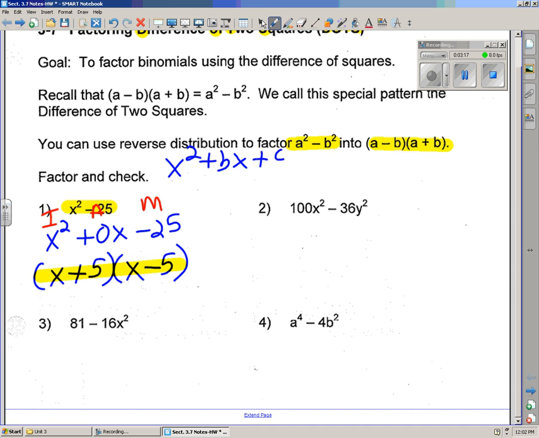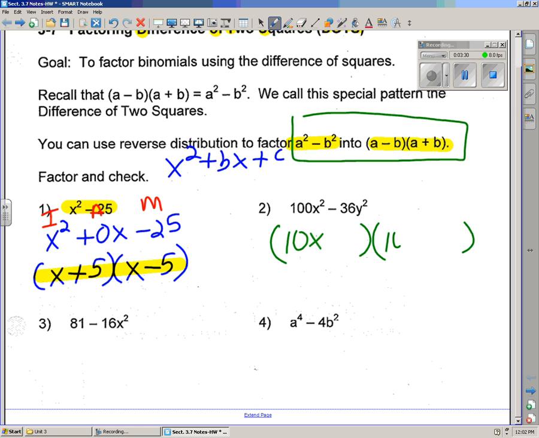So if we try to follow this pattern up here, then what we do is we give ourselves two parentheses, and we say, well, what is 100x squared broken evenly, or the square root of it? And it becomes 10x and 10x. There's 100x squared. What's the 36y squared broken evenly? Well, that would be 6 times 6, or 6y times 6y. What happens is because it multiplies to a negative, the signs have to be different. And there's your final answer.